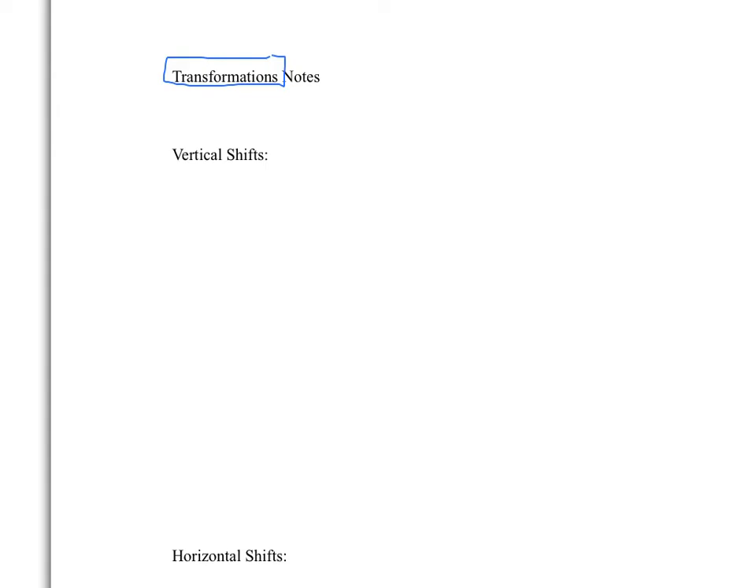Alrighty, we're looking at transformations, and a transformation, if you look at the prefix transform, it really is referring to changes that we're going to be making to functions. So the types of changes we're talking about, we may be taking a function and shifting it up or down, left or right. We may be stretching it horizontally, shrinking it horizontally, or stretching it vertically, or shrinking it vertically. We're just going to focus on some shifts left and right, up and down, as well as some reflections, and then in class we will talk about some of the more complicated ones.